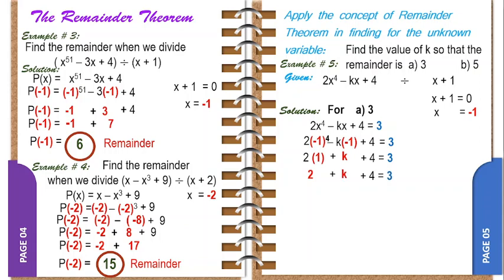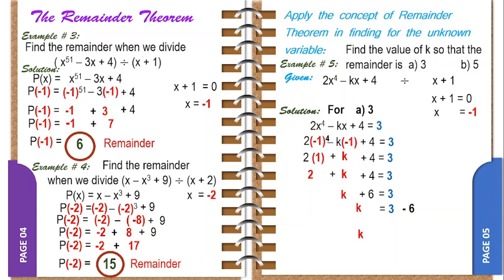Simplifying, 2 times 1 is 2. Bring down k. Bring down positive 4 equals 3. Then, copy k. 2 plus 4 is 6 equals 3. Using addition property of equality, k is equal to 3 minus 6. K equals negative 3. Why negative 3?